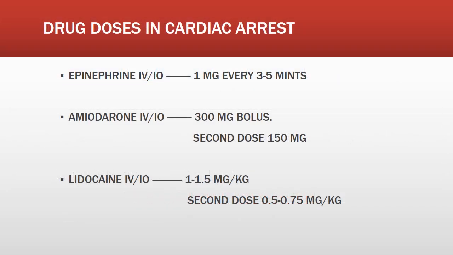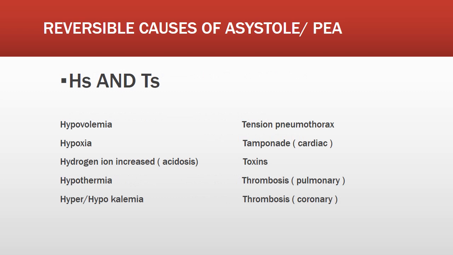These are the important drugs that are used in cardiac arrest and with the doses: epinephrine 1 mg every 3 to 5 minutes, amiodarone 300 mg bolus, and the second dose you use is 150 mg. You have to remember the dose of amiodarone and epinephrine because these are important from an exam point of view. And even lidocaine. Lidocaine is 1 to 1.5 mg per kg, but the second dose when you give after other shocks, then you will give 0.5 to 0.75 mg per kg.